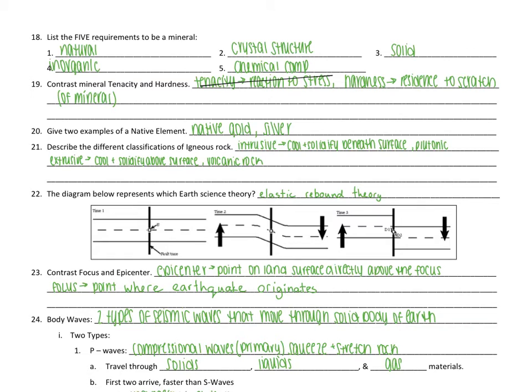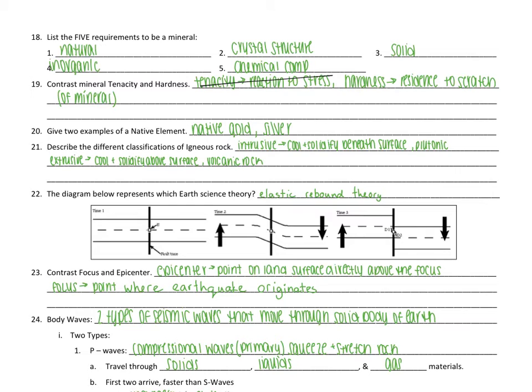Good. 2 examples of native elements: gold, silver. Those are real easy. Copper, sulfur, silicon, all great examples. Diamond, right? It's made of all carbon. So, those are all great examples.